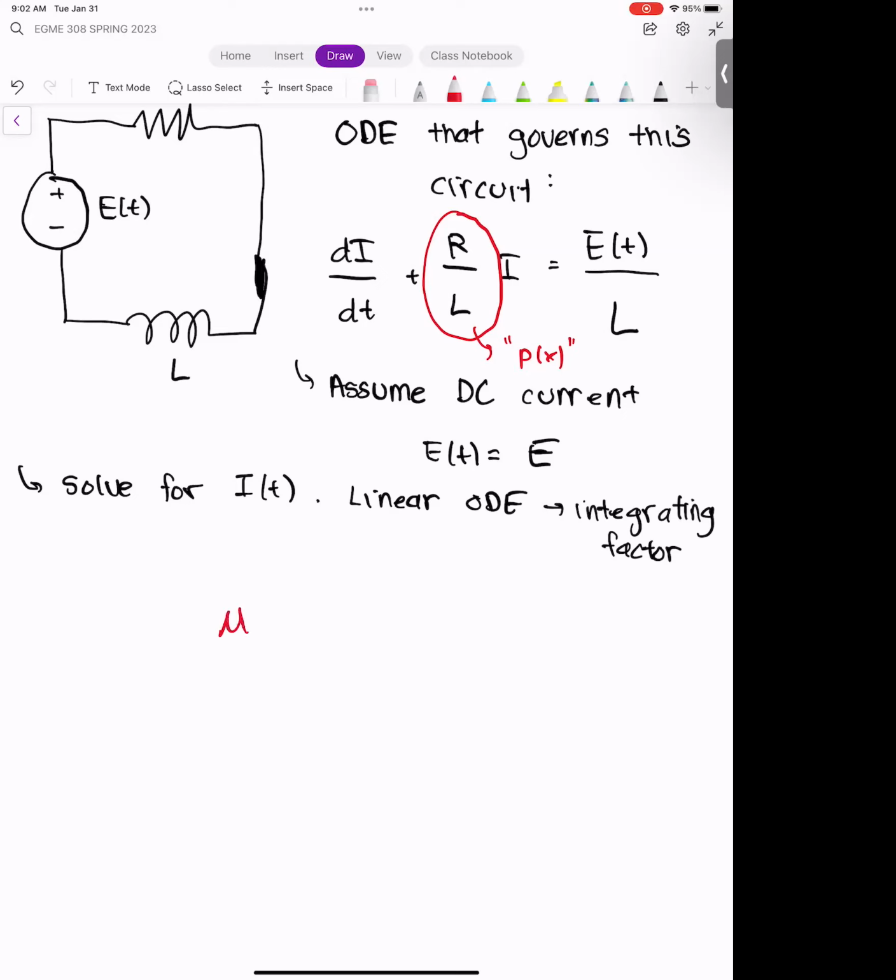And that means our integrating factor is e to the integral of P of t dt. Let's go ahead and plug in our value of P. It's e to the integral of R over L dt. The resistance and inductance are both constants, as they usually are in circuits like this, and so we just pull those out of the integral and integrate dt. So our integrating factor here is e to the R over L t.